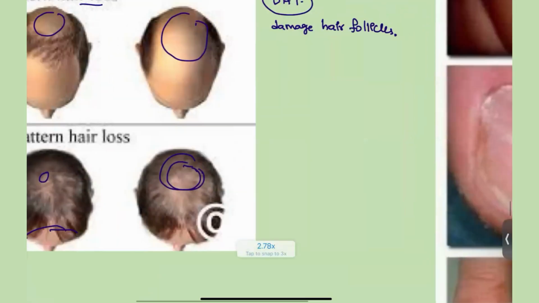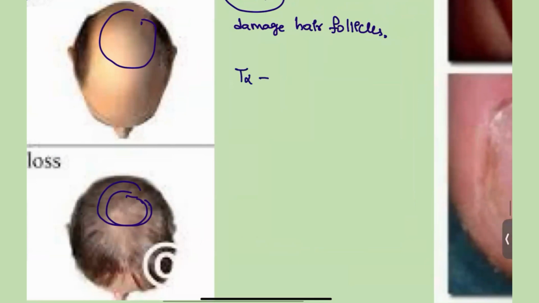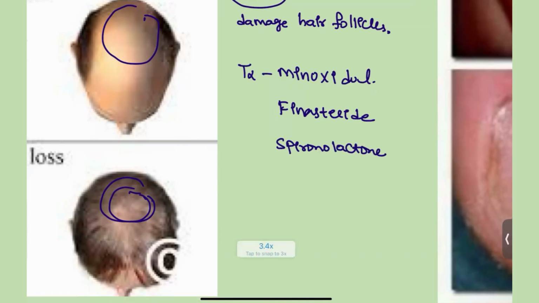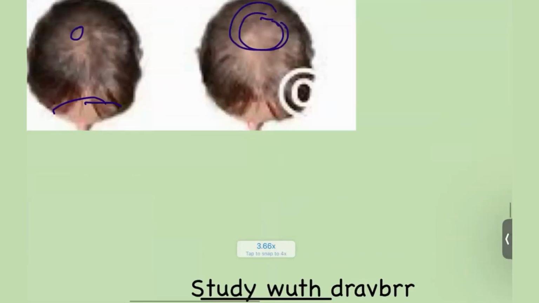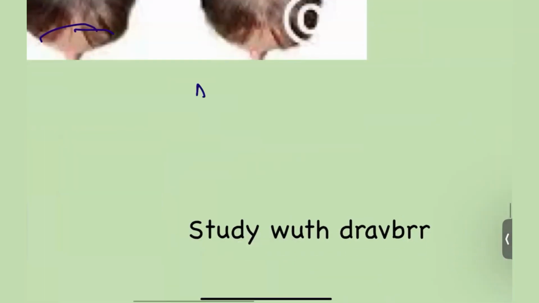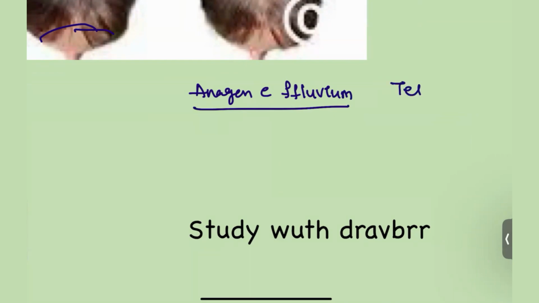Next, what is the treatment for them? For these patients, usually we are going to use minoxidil or finasteride, because it is androgen related. Spironolactone can also be given for female patients. Next, other types that you have to know: anagen effluvium and telogen effluvium.